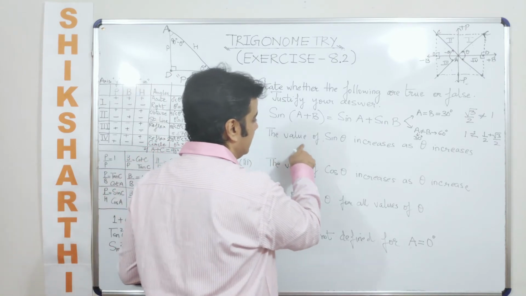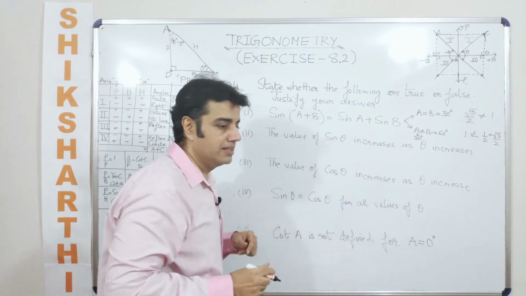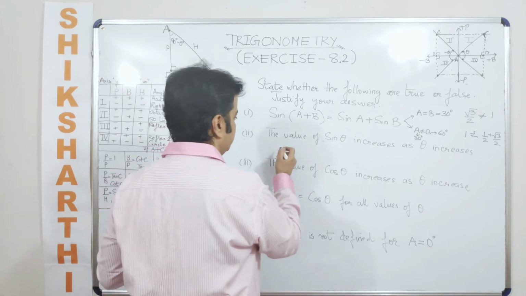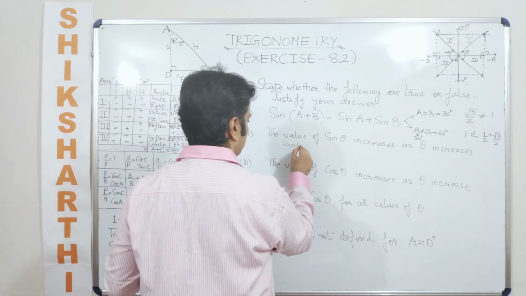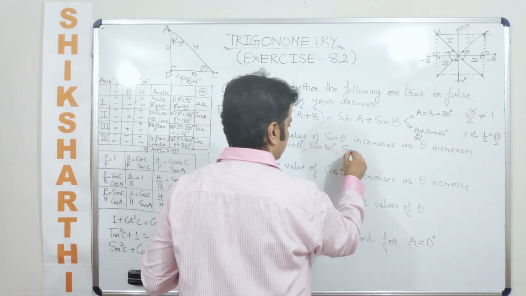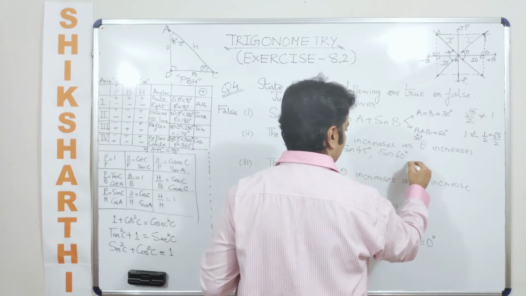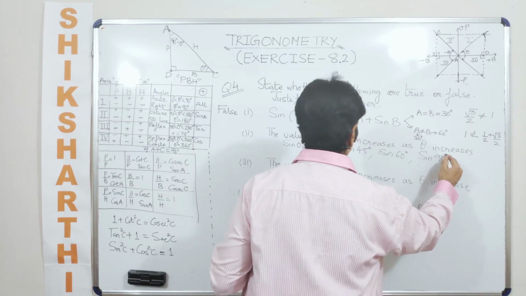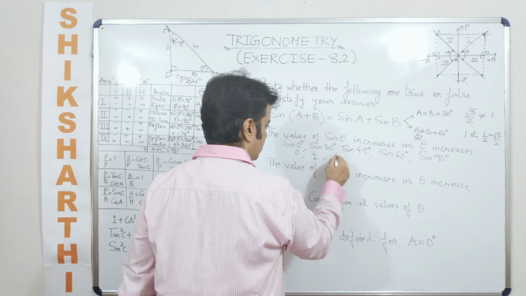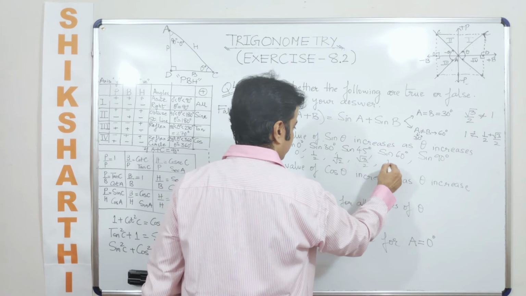Okay, now the second question says the value of sin theta increases as theta increases. So if you have gone through my earlier videos on trigonometry wherein we had drawn the table, we can just pick up the values. Sin 0 degrees, sin 30 degrees, sin 45 degrees, sin 60 degrees, and the last value is sin 90. Sin 0 degrees is 0, followed by 1 by 2, followed by 1 by root 2, followed by root 3 by 2, followed by 1.